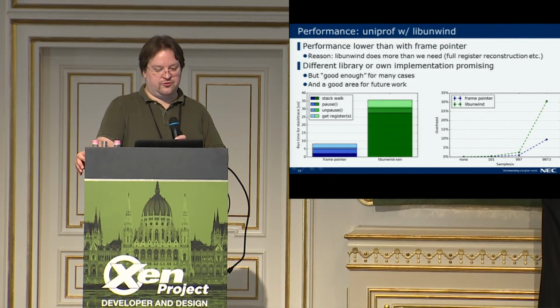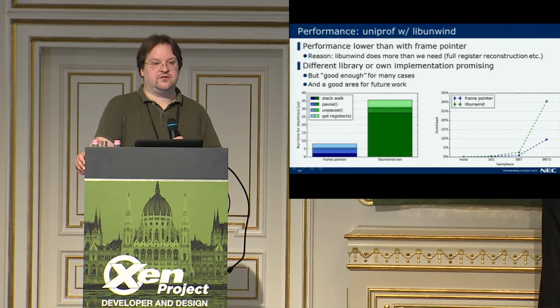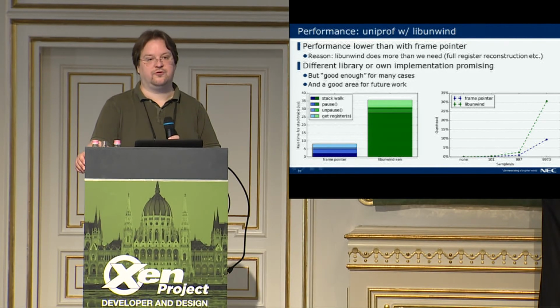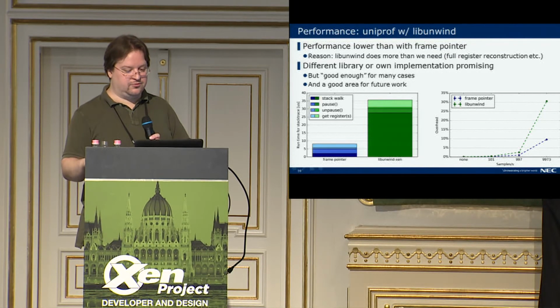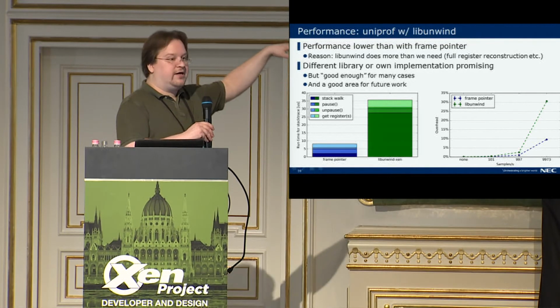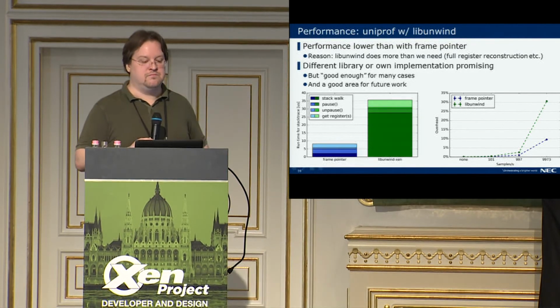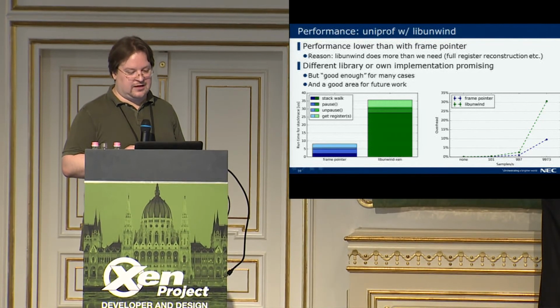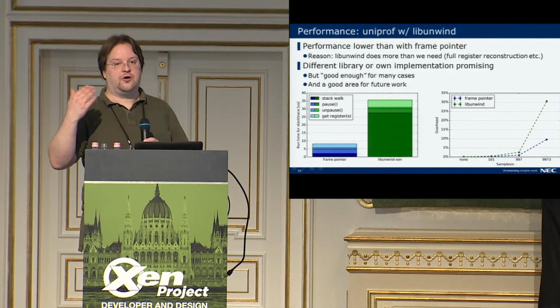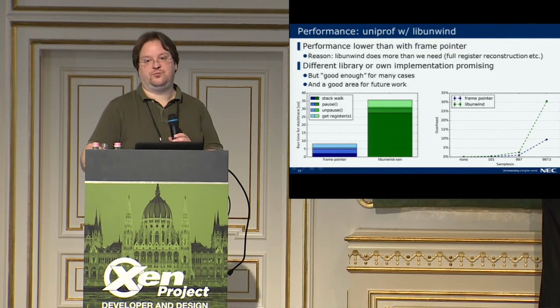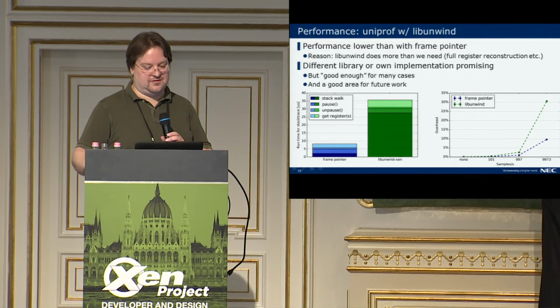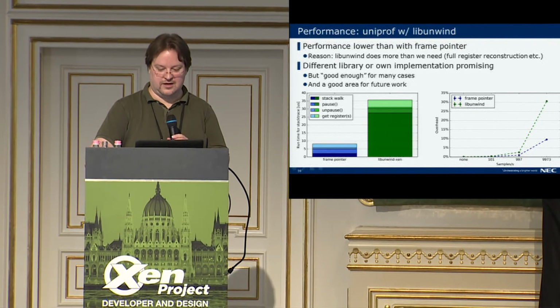So I'm pretty sure, though, with a different library, or just an own implementation inside Uniprof that only does the steps that we need for simple stack walking, we could probably improve the performance here quite a bit again, and maybe not get quite back to this blue bar, but much closer than it is at the moment. I think at the moment, especially if you're not doing very high sampling rates, this implementation is still good enough to be run already, but of course this is definitely an area for future work to have some improvements there.